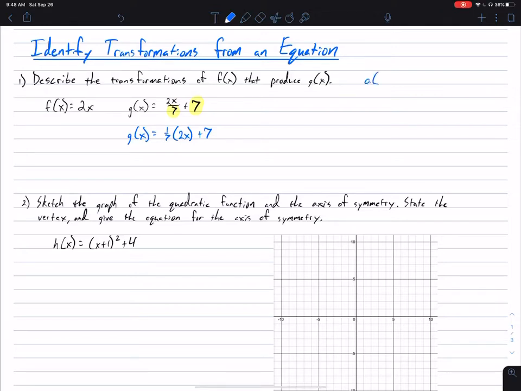Remember, we want to look at vertex form. So we have something like a(x minus h) plus k. This could be an absolute value, it could be a quadratic, whatever it happens to be. A couple of things going on here. Again, we have this 1/7 and this 7. The 1/7 is my a value. Remember, that determines stretches and compressions.